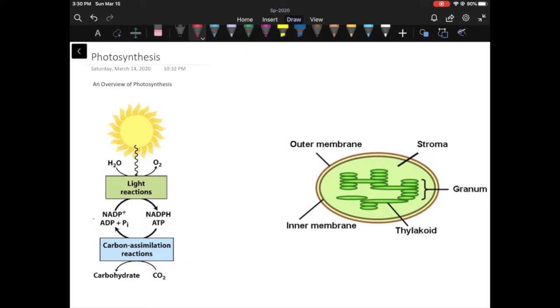Alright, so in this video we're going to be talking about photosynthesis. And photosynthesis can be described by the equation 6CO2 plus 6H2O, which yields glucose and 6 oxygen.